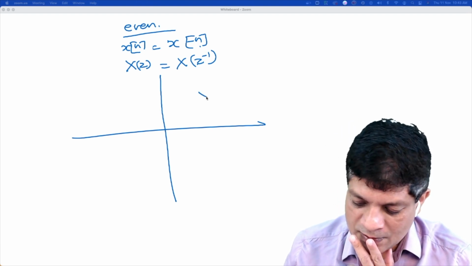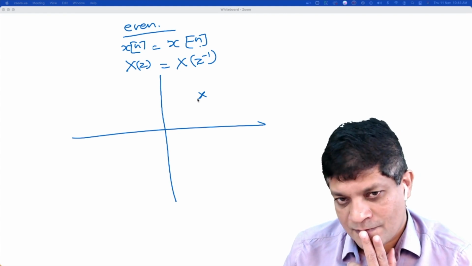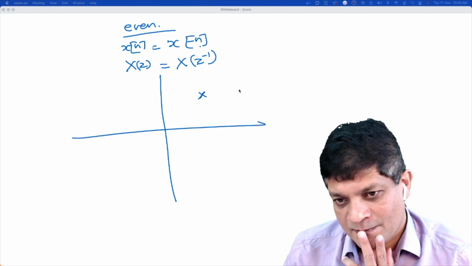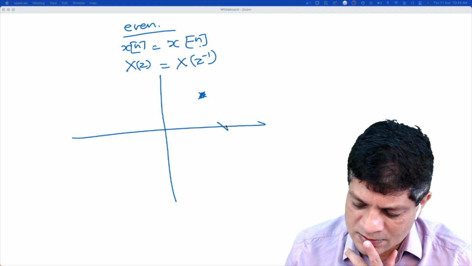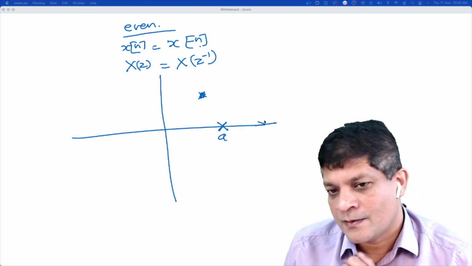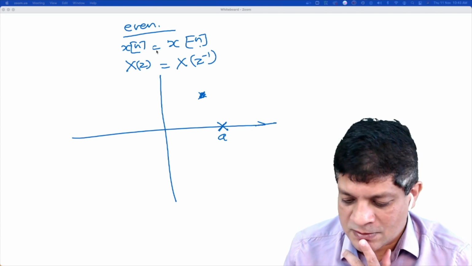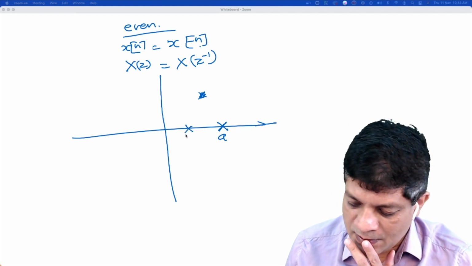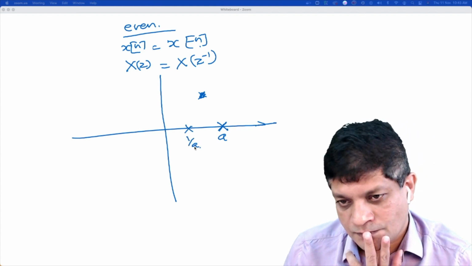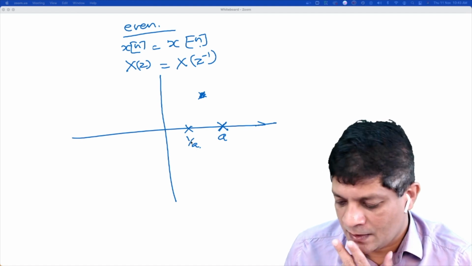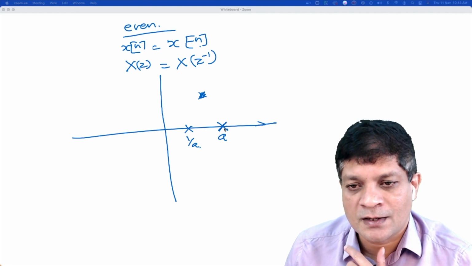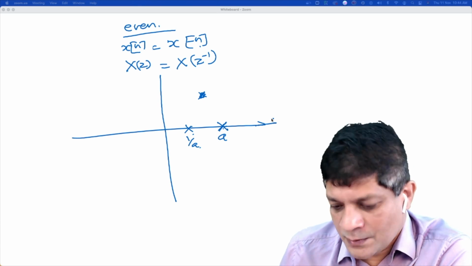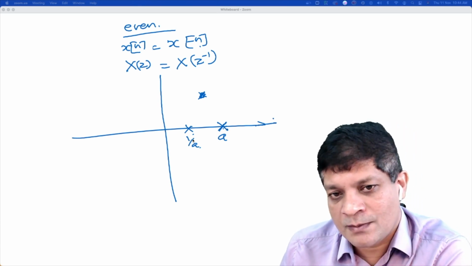Suppose there is a pole here. Can we say that there will always be another pole at some location? What is that location? First, let us consider the real axis. Suppose there is a pole at A. Then if the signal is even, there must be another pole at 1 by A. Isn't it? 1 by A. And here I am assuming that A is greater than 1, otherwise this 1 by A will be here. Okay. So if there is a pole at A, there must be another pole at 1 by A.